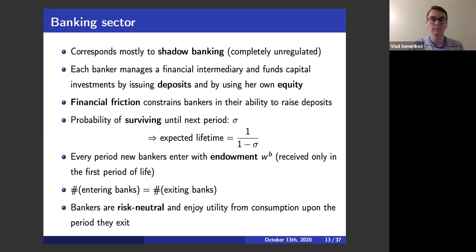Every period, each banker will survive with probability sigma, such that the expected lifetime of each banker is fixed and equal to 1/(1 minus sigma). Every period, the new bankers that enter the financial system are endowed with WB units of the consumption good, and this endowment is received only in the first period. The total number of bankers is fixed, such that the number of entering bankers equals the number of exiting bankers each period. Banks are assumed risk neutral, and they enjoy utility from consumption of the non-durable good in the period when they exit.